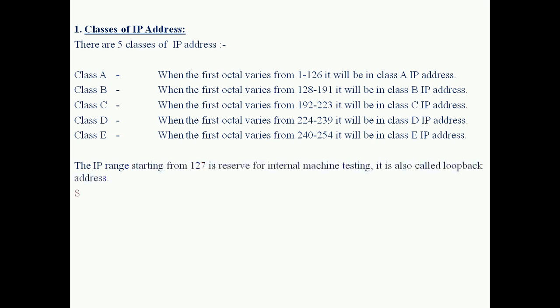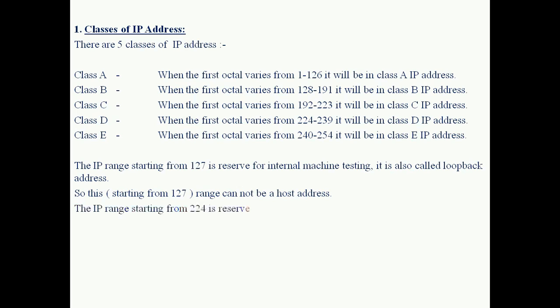As you can see, there is no IP range starting from 127. It is missing. In class A, the IP range is from 1 to 126, and in class B, the IP range starts from 128 and ends at 191. There is no 127 range. Actually, the IP range starting from 127 is reserved for internal machine testing. It is also called the loopback address. So the IP range starting from 127 cannot be used as a host address.